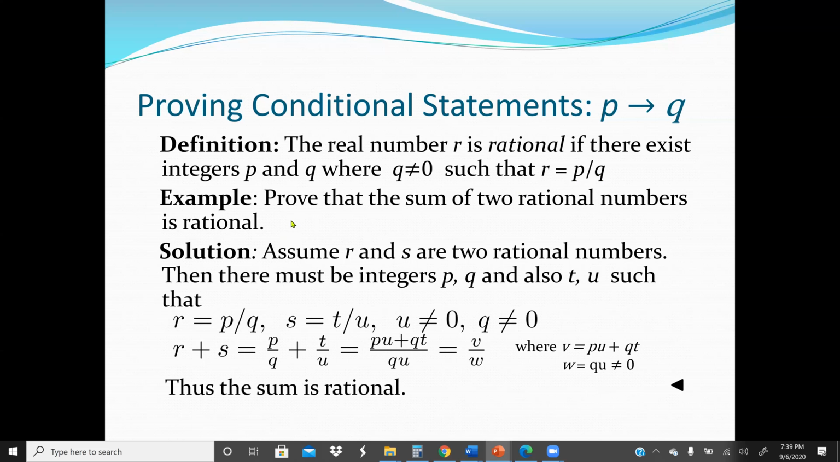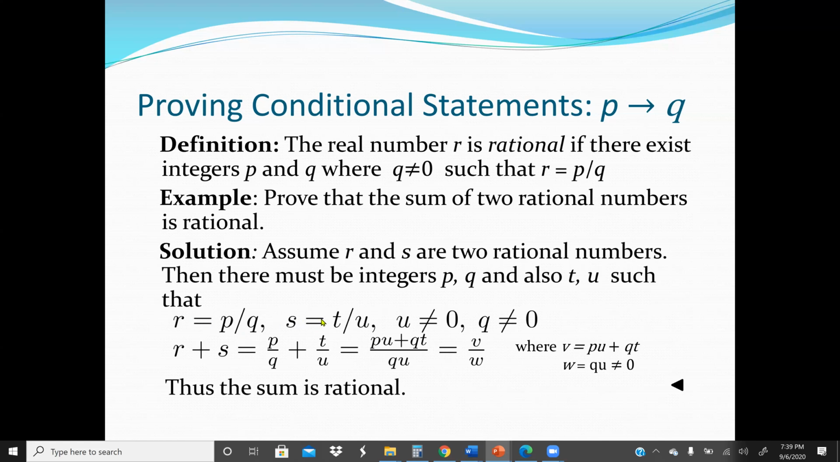Now, the example here says we should prove that the sum of two rational numbers is also rational. So assume R and S are two rational numbers. Then there must be integers P, Q and also T, U such that R equals P divided by Q, S equals T divided by U, and U shouldn't be 0 and Q shouldn't be 0. Otherwise, R and S will be undefined.